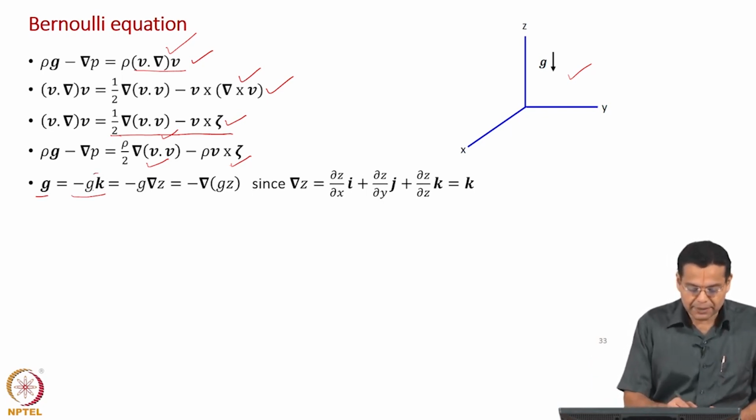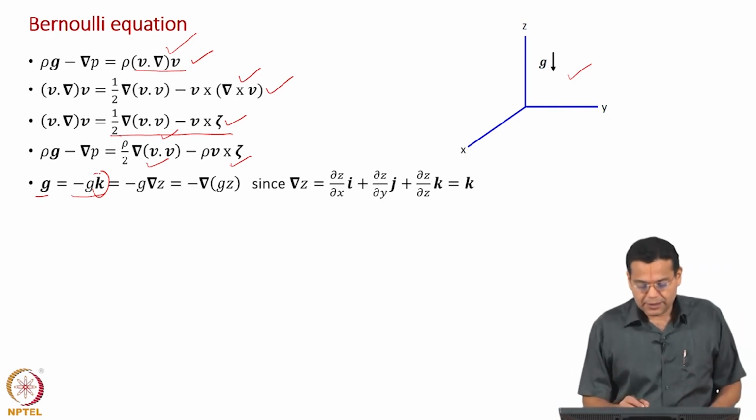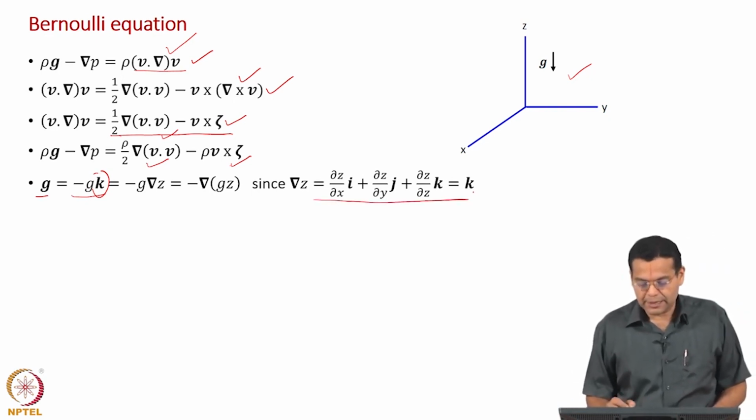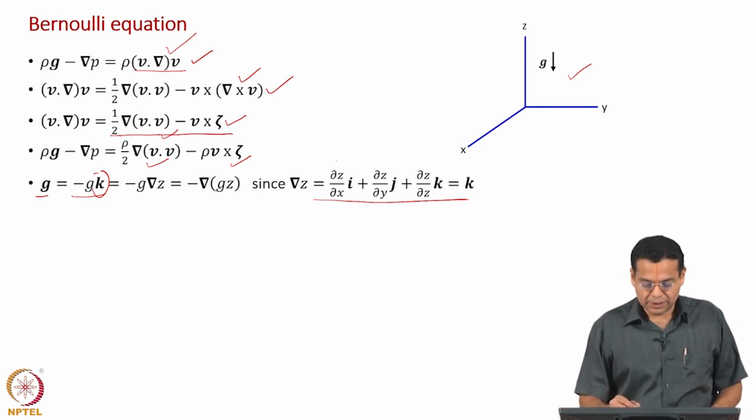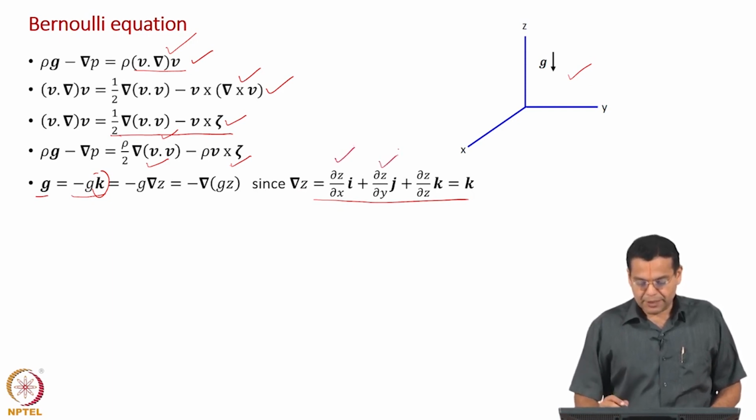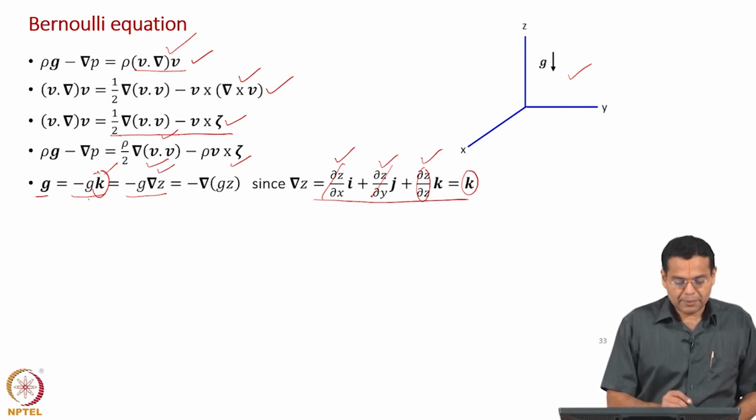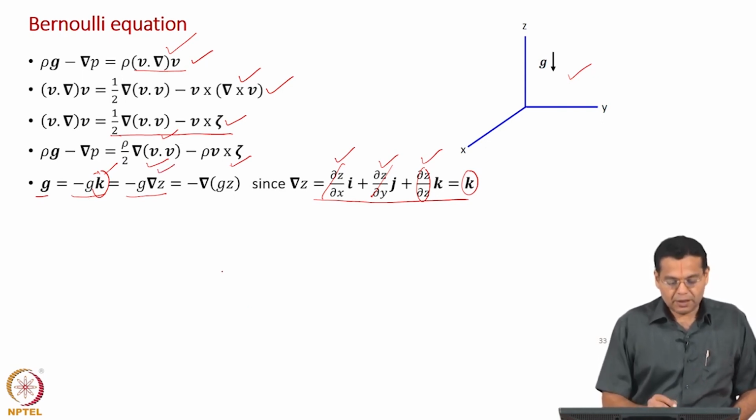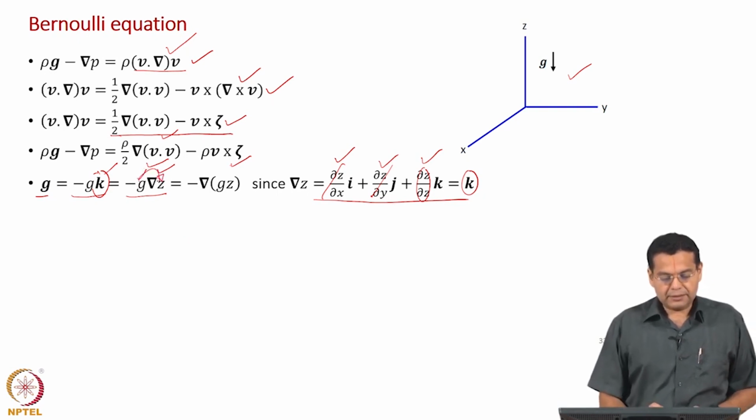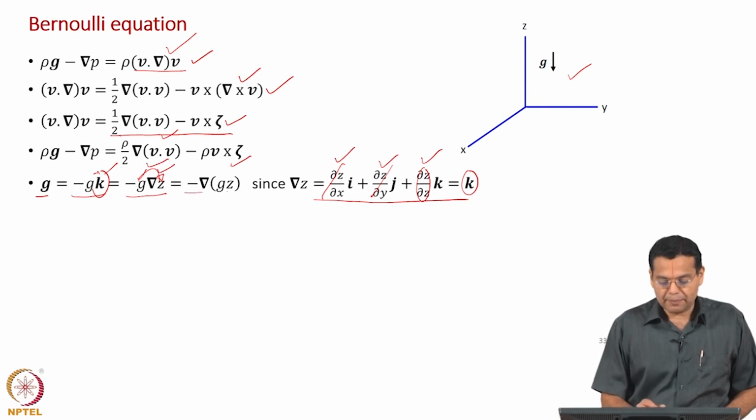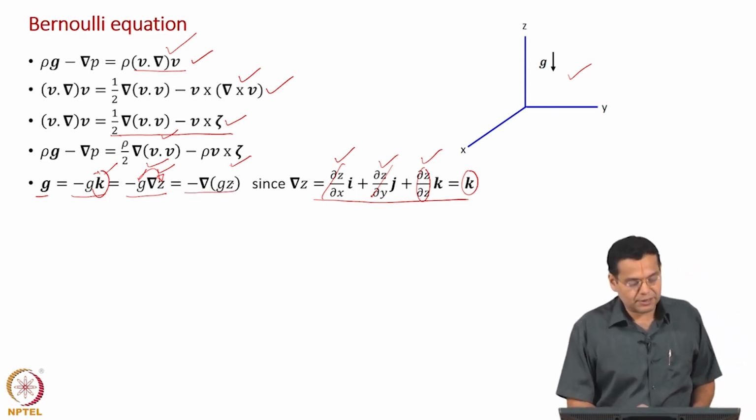Now, k can be written as gradient of z. How is it? Look at what is shown here. Gradient of z is dou z by dou x i, dou z by dou y j, and dou z by dou z k. So, these terms vanish, and this is unity giving us k vector. K vector can be written as gradient of z, and that is what is shown here, minus G gradient of z. Now, G is a constant, you can bring it inside the gradient operator, and so I write it as minus gradient of G z.